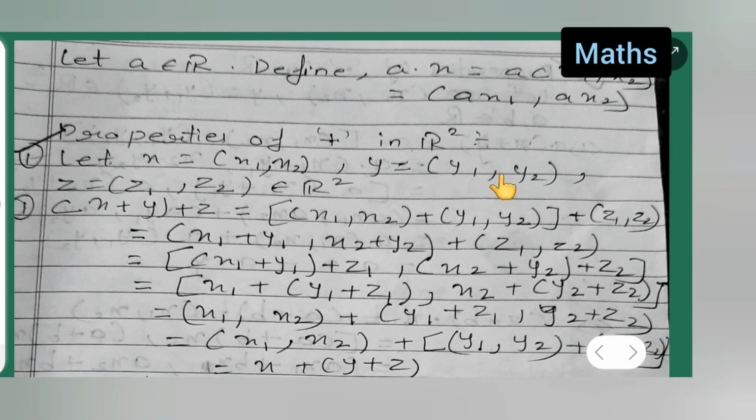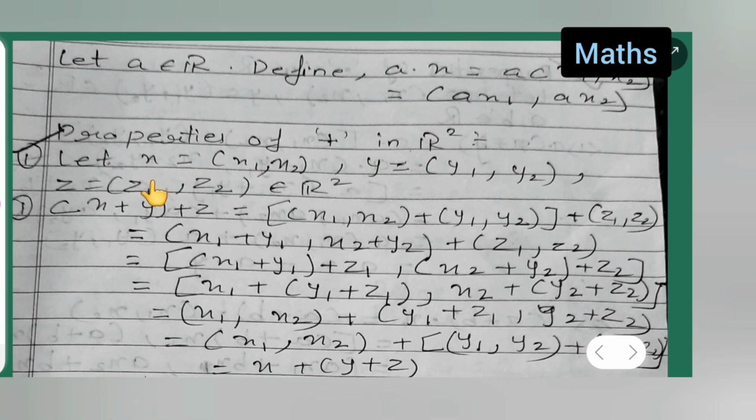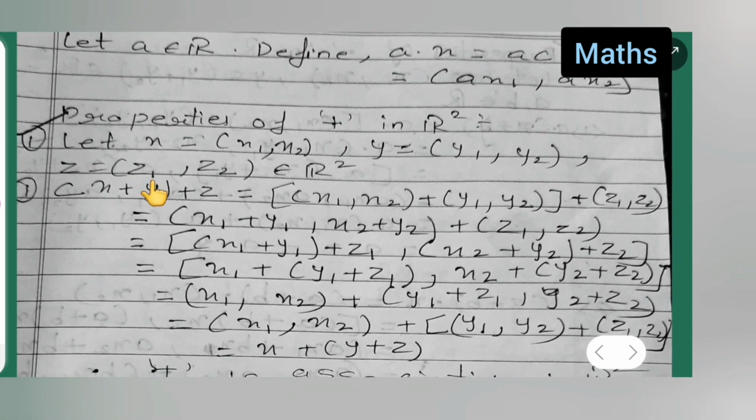Here let x is equal to (x1, x2), y is equal to (y1, y2), and z is equal to (z1, z2) belonging to R2. Here the value of x is given, y is given, and z is given to you all. Next, what you have to do is take x plus y in one bracket, plus z. Now this is equal to what? Now what is your x in the entire bracket? What was your x value?